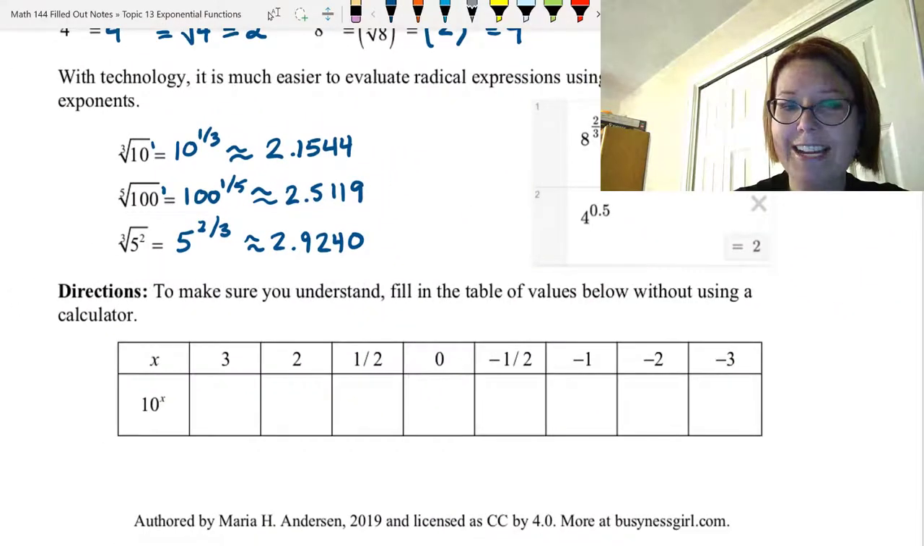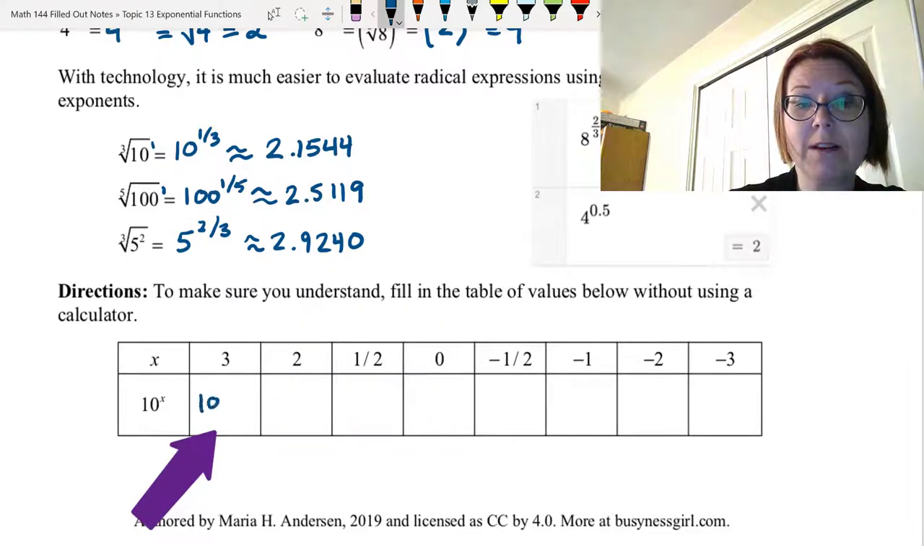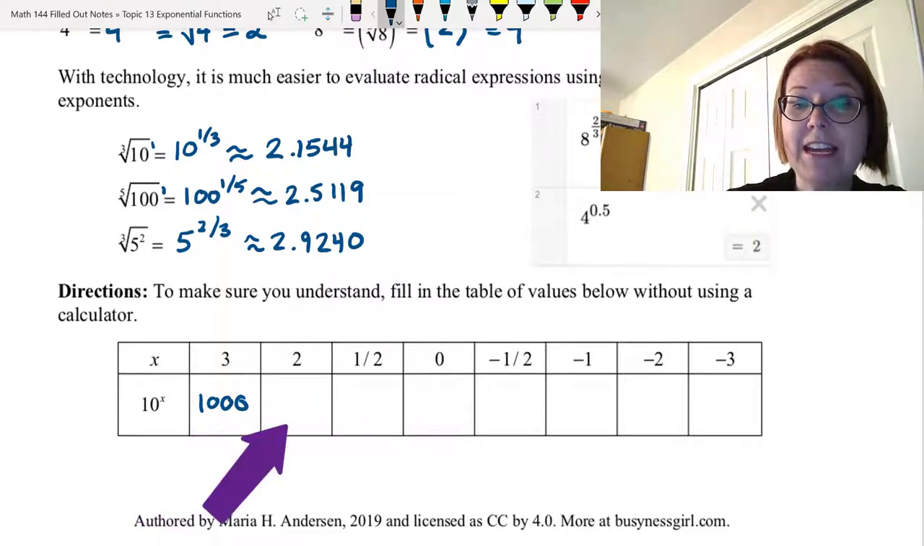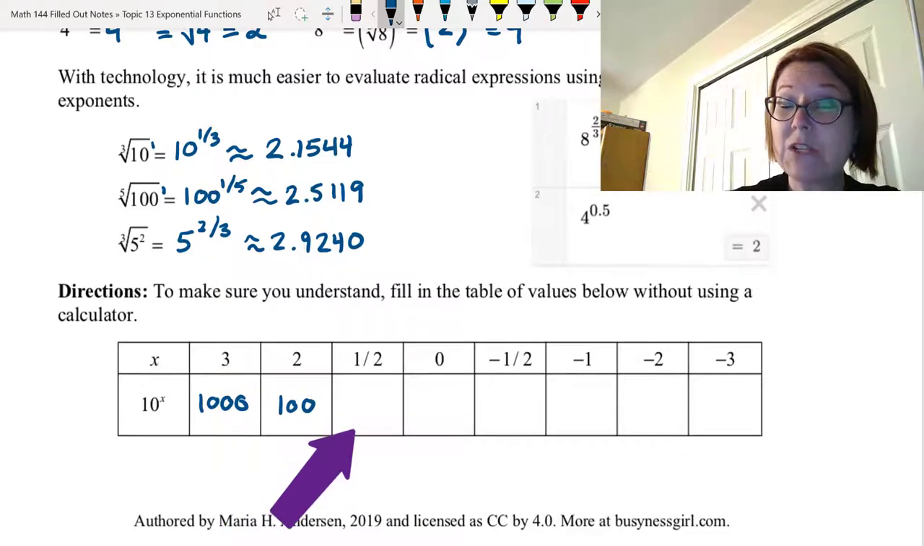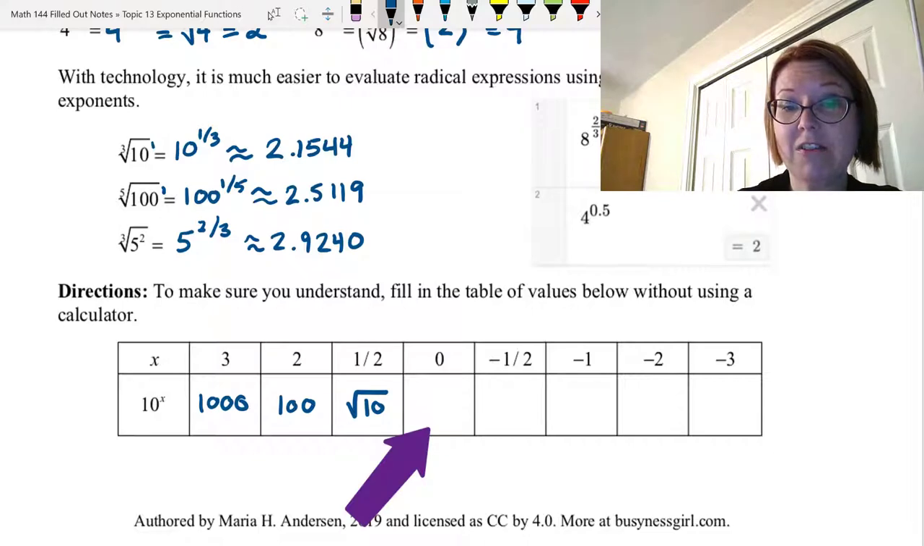Okay, we're back. Let's see how you did. The first pair would be 3 and then 10 to the third. 10 to the third is going to be 1,000. It's 10 times 10 times 10. The next one is 2 and 10 squared. 10 squared is 100. The next one is 1/2. So 10 to the 1/2, we could rewrite that as the square root of 10. Then 0. 10 to the 0 would be 1.